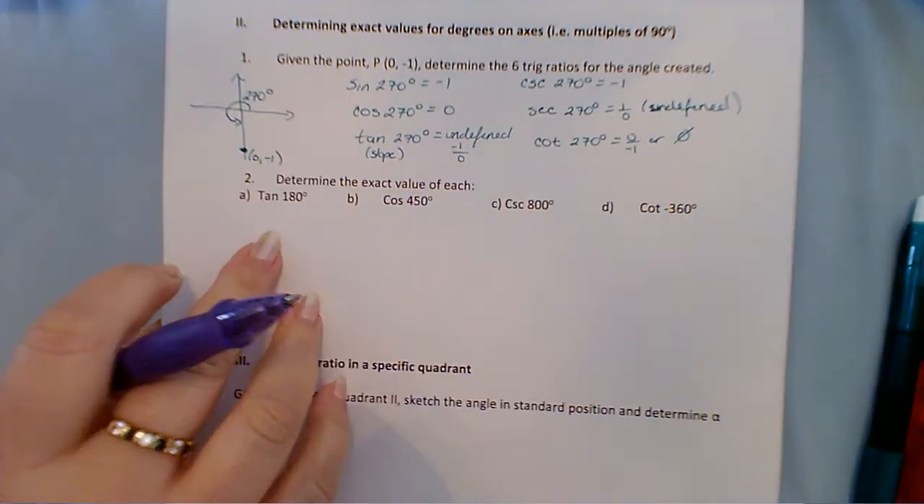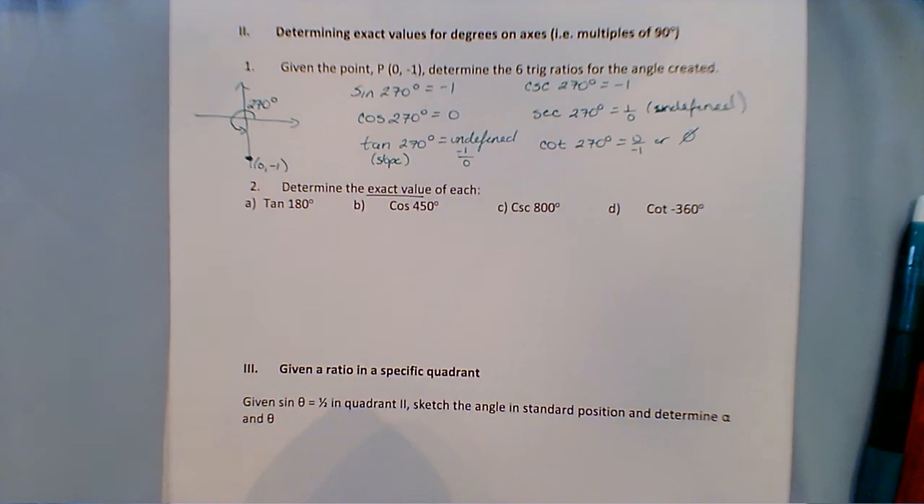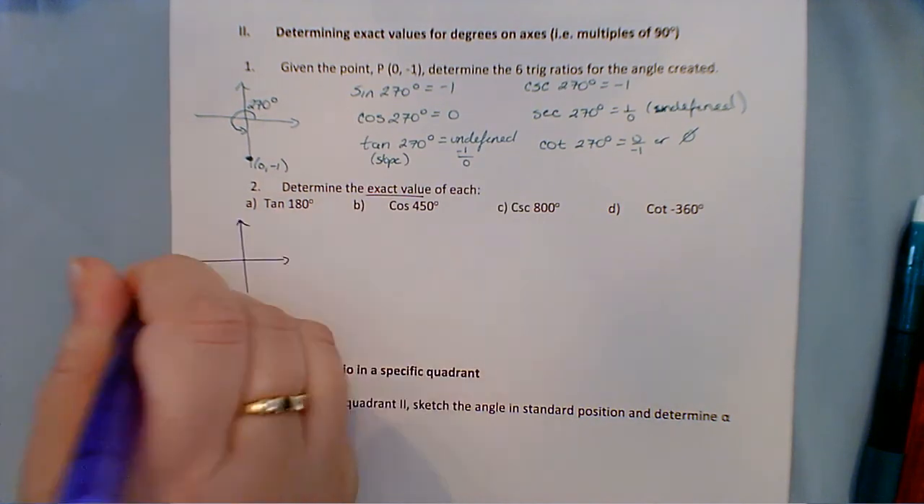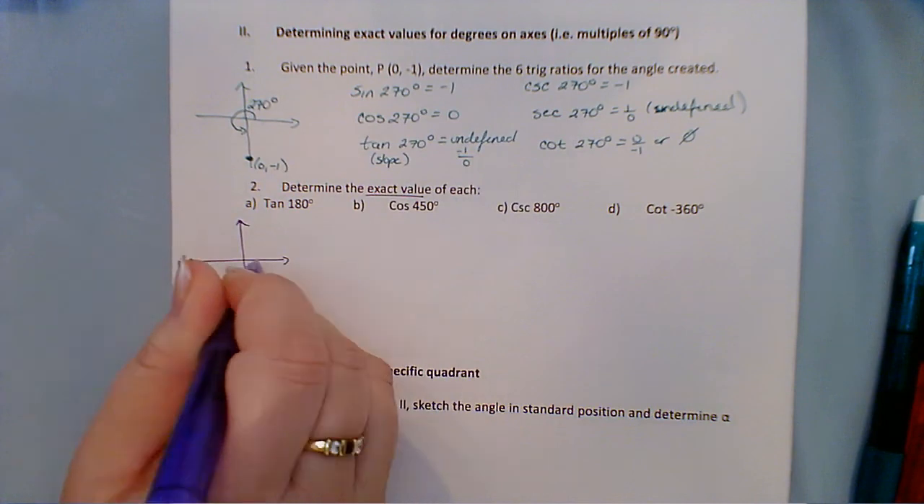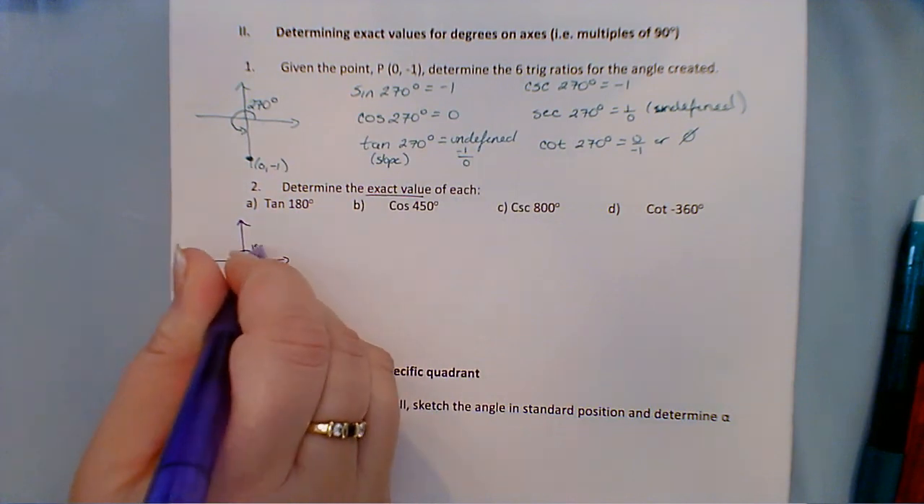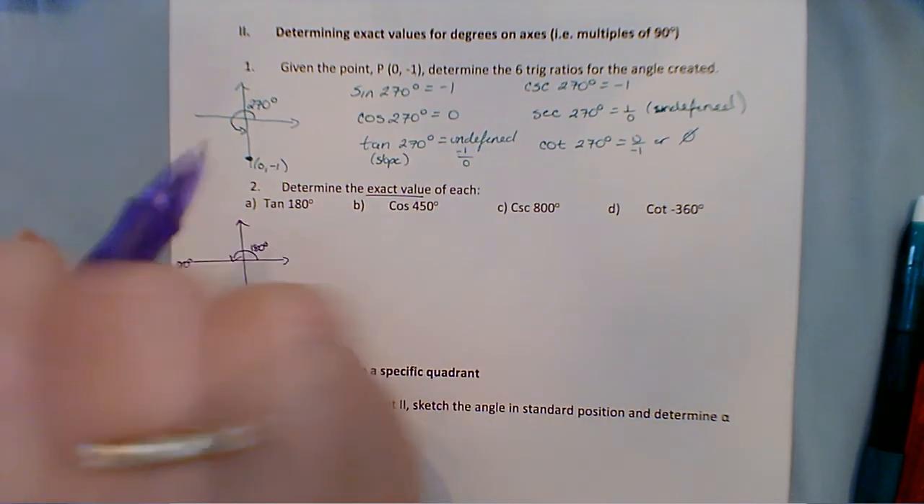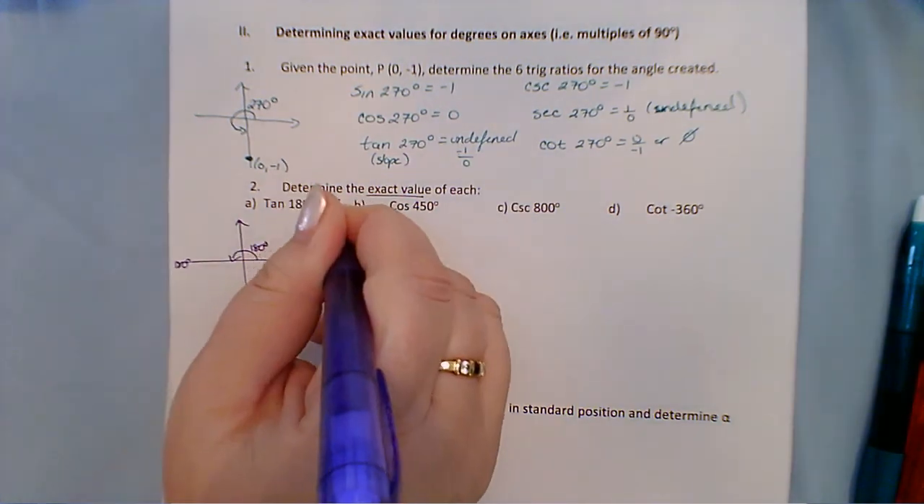So what do we have here? Determine the exact value. That means don't touch a calculator. You're drawing a picture. And what we need to do is figure out where 180 is. Okay, so 180 is over here. So that's it in standard position. We've gone 180 degrees. I'm asking you for tan. Tan is equal to y over x, rise over run.